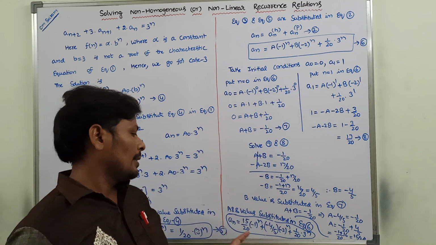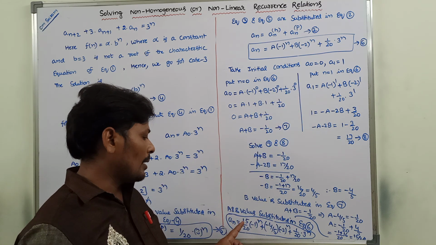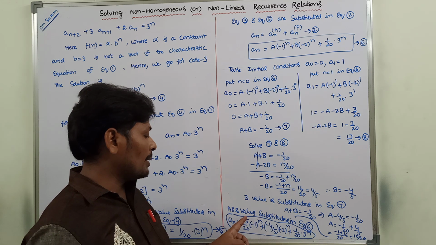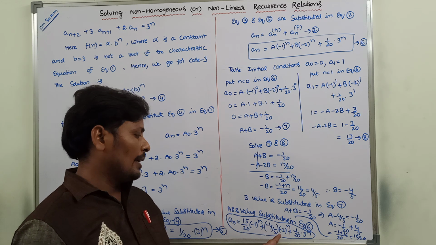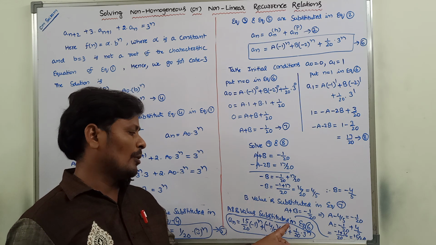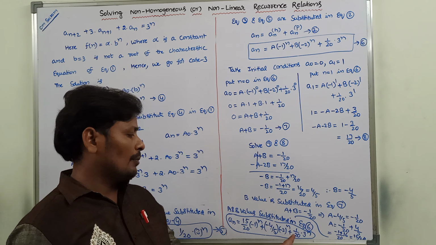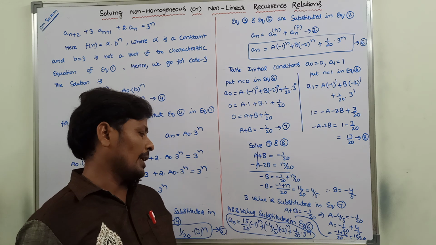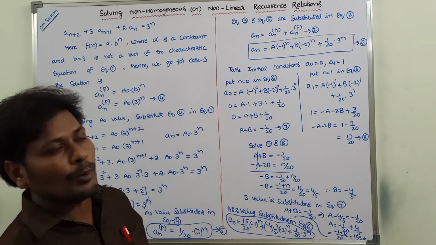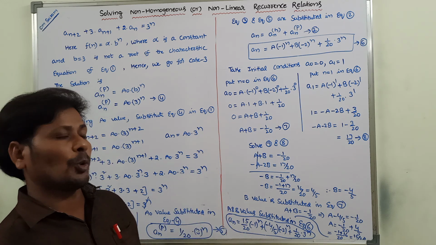Next one, A1, that is n value 1. So here minus 1 power 1 is minus 1, which means minus 15 by 20. Here minus 4 by 5 into minus 2, that is 8 by 5, plus 3 by 20. Then we get A1 is equal to 1. So in this way we have to solve the given problem.